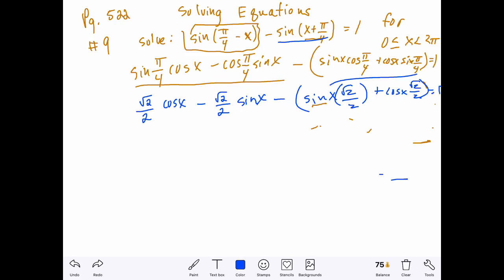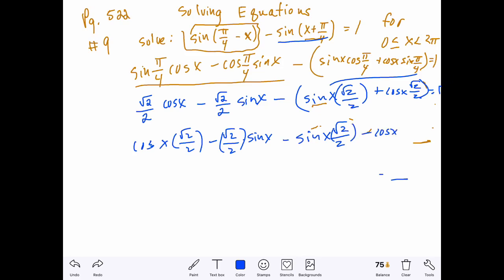Okay, so now let's distribute the negative, and that would then be cosine of x times root 2 over 2, minus root 2 over 2 times sine of x, put it in parentheses if you want, minus sine x root 2 over 2, minus cosine x, because that negative now gets distributed to both terms, okay? Cosine x root 2 over 2 equals 1.